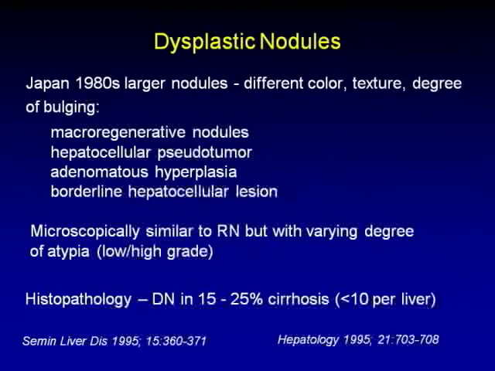Dysplastic nodules. People stress about what dysplastic nodules are. These were first described in the 1980s at pathology in Japan. These nodules were noticed that looked different from regenerating nodules.